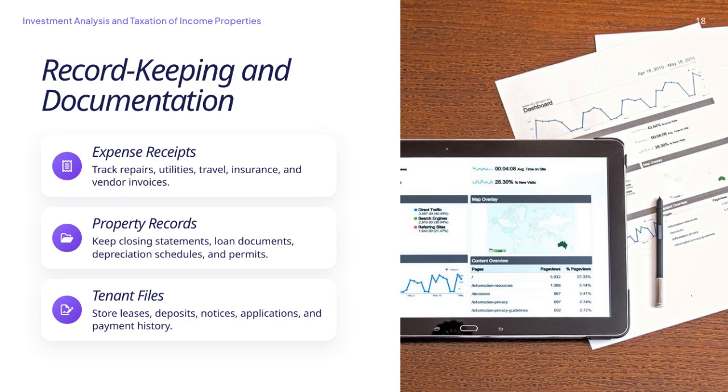Additionally, holding on to critical documents like closing statements, loan paperwork, depreciation schedules, and permits is vital for both operational and tax purposes. By staying organized with these documents, you can conduct more accurate investment analyses and navigate the complexities of taxation for your income properties with greater confidence.